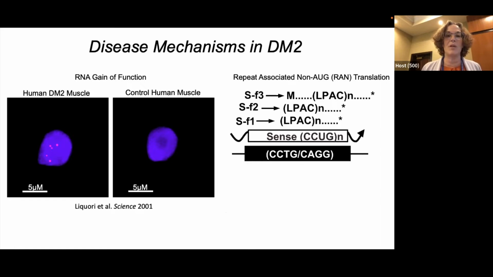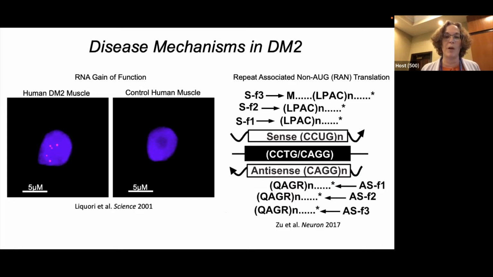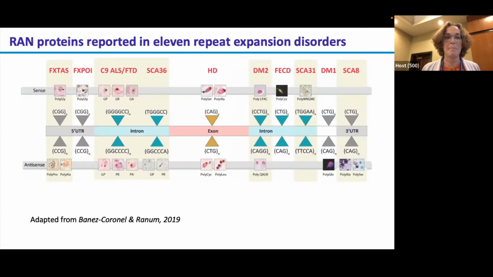And in myotonic dystrophy type 2, those are leucine, proline, alanine, cysteine repetitive proteins that make that repeat motif in all three reading frames. There's also an antisense transcript, and that antisense CAGG transcript makes QAGR tetrapeptide proteins in all reading frames. So these are called repeat-associated non-AUG proteins because they could be made without an AUG initiation codon. And they have been found in 11 different diseases.